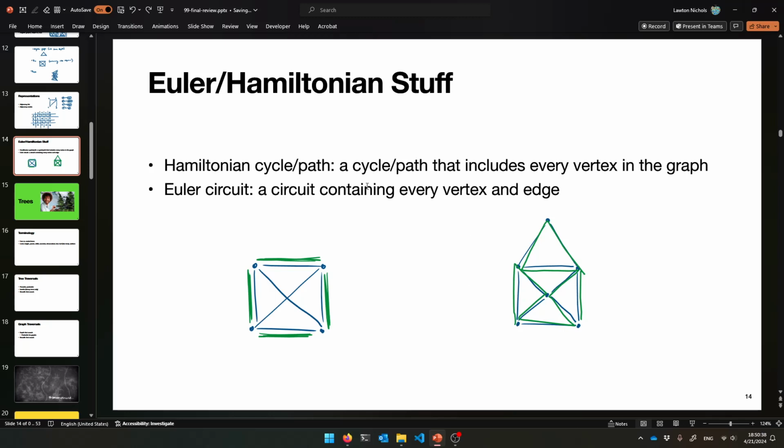But yeah, that's an Euler circuit. It contains every vertex and edge. It's okay to come back, like I had to come back to this guy a lot. And that's good that it was allowed to be a circuit rather than a cycle in that case.